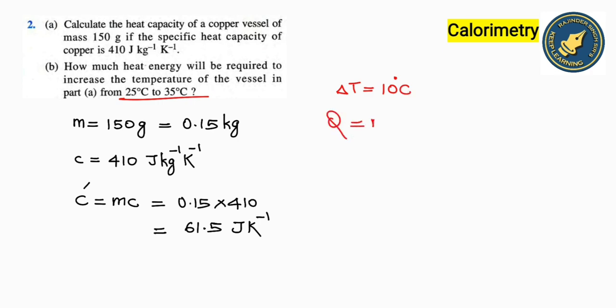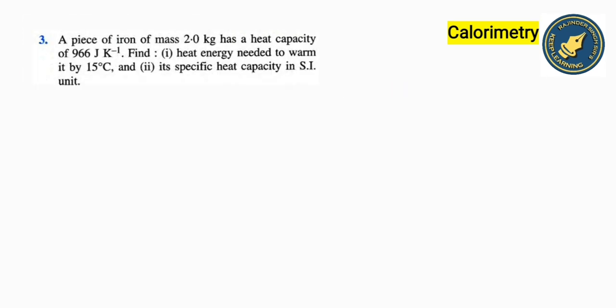So Q is equal to MC delta T. Substitute the values. You can also directly use the formula Q is equal to C dash delta T because C dash we have already calculated. So 61.5 multiplied by 10. So the answer will be 615 joules. Question number 3.